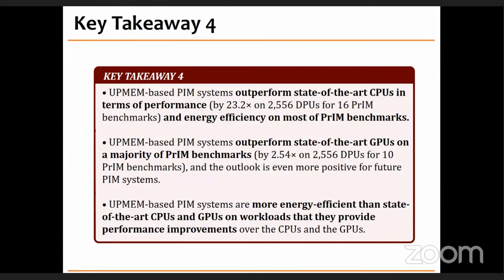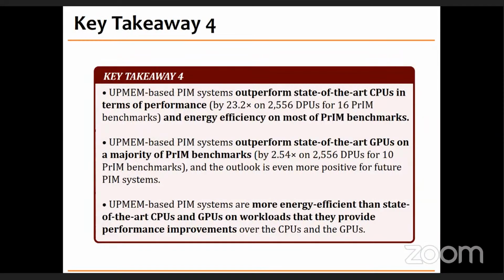Both UPMEM-based PIM systems that we have tested, the larger and the smaller one, are faster than the CPU in almost all cases. If they are not faster, it's because of either a very intense use of multiplication or floating point operations, or inter-DPU synchronization. That only happens for 3 of the benchmarks. Compared to the GPUs, the larger system is significantly faster than the GPU for 10 of the 16 benchmarks, and we also know the reasons why it's not faster for the other ones.